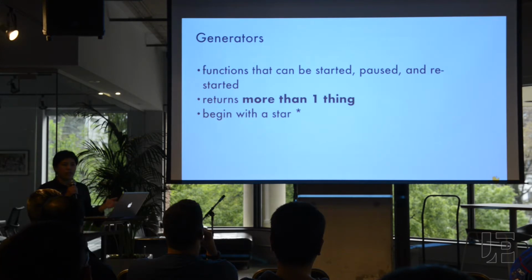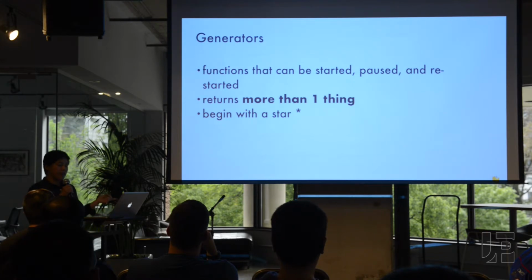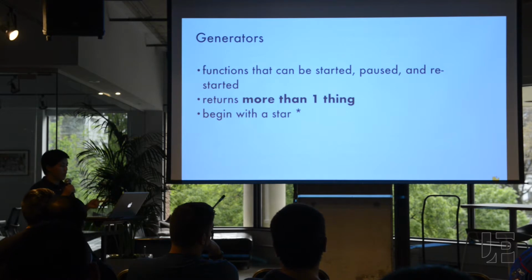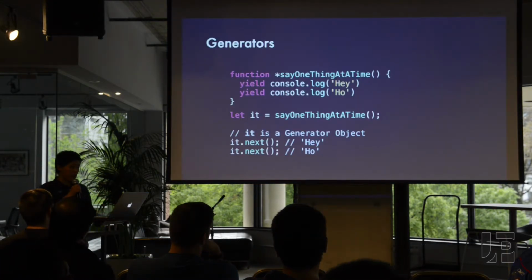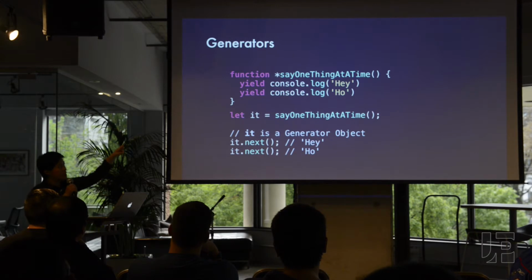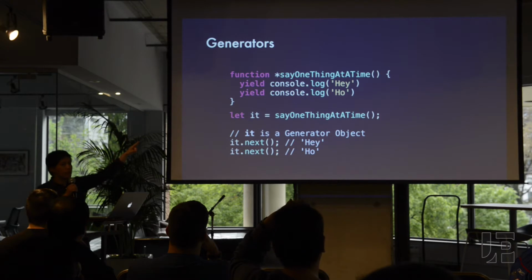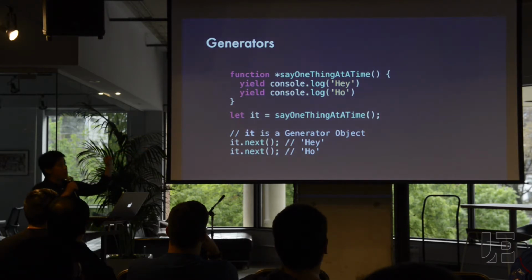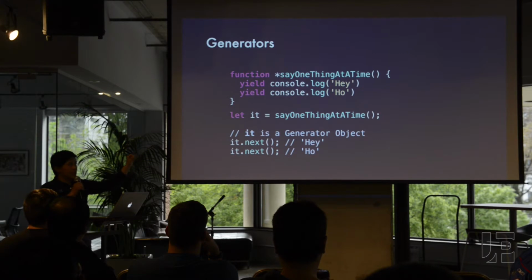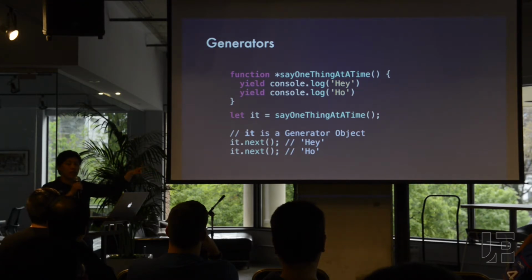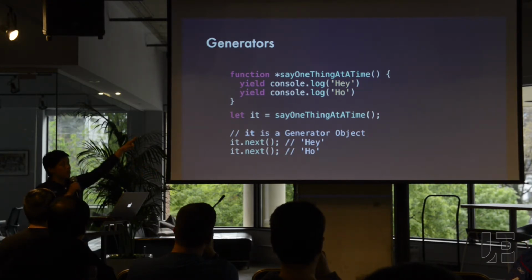For people who haven't used them, generators are just functions. They're a little special in that you can start, pause, and restart them. You can return more than one thing from a generator function using a yield keyword, and they begin with a star. Another thing that is a little confusing about that star is that it can be close to the function keyword, and it can also be close to the name of your function. And the other thing is, when you call a generator function, it doesn't work like calling a normal function. Instead, it returns a generator object that has a function called next on it. And every time you call next, it gives you what you get from the yield keyword.